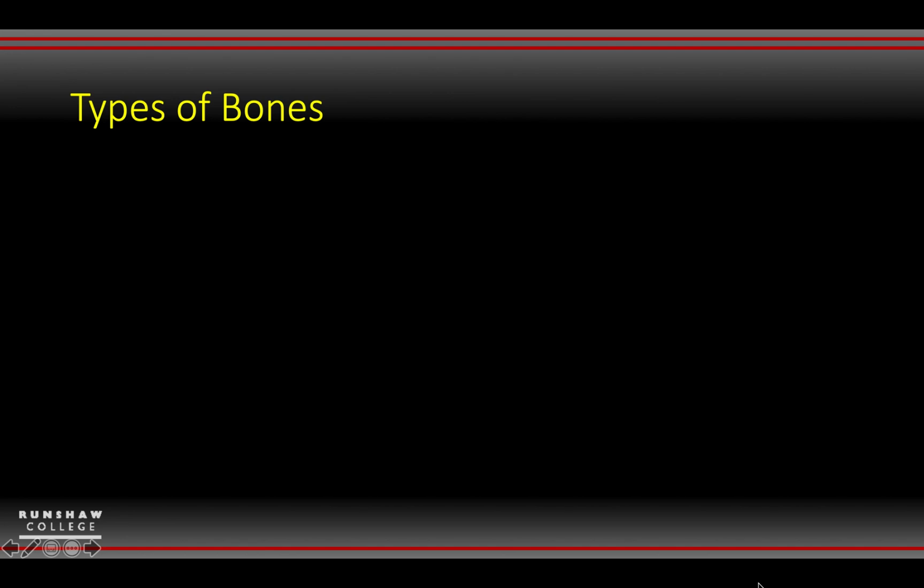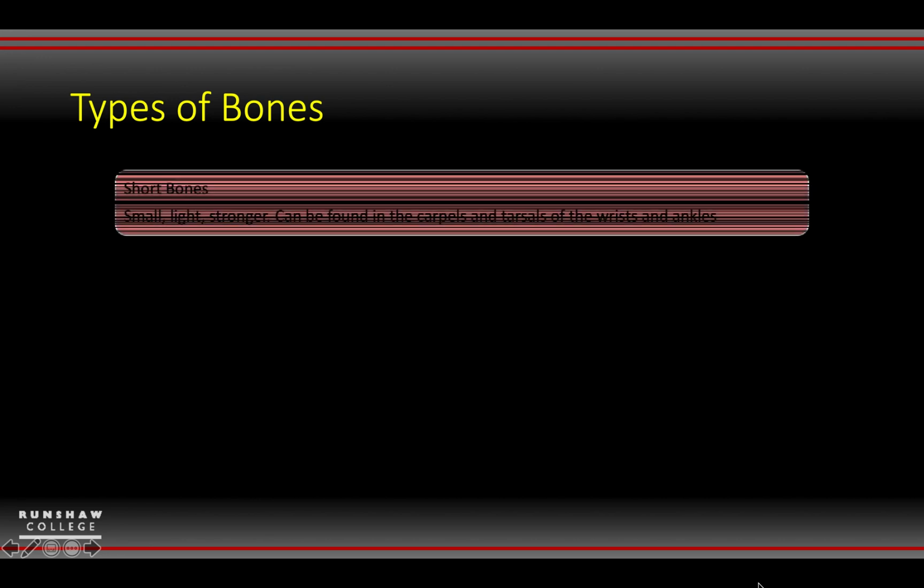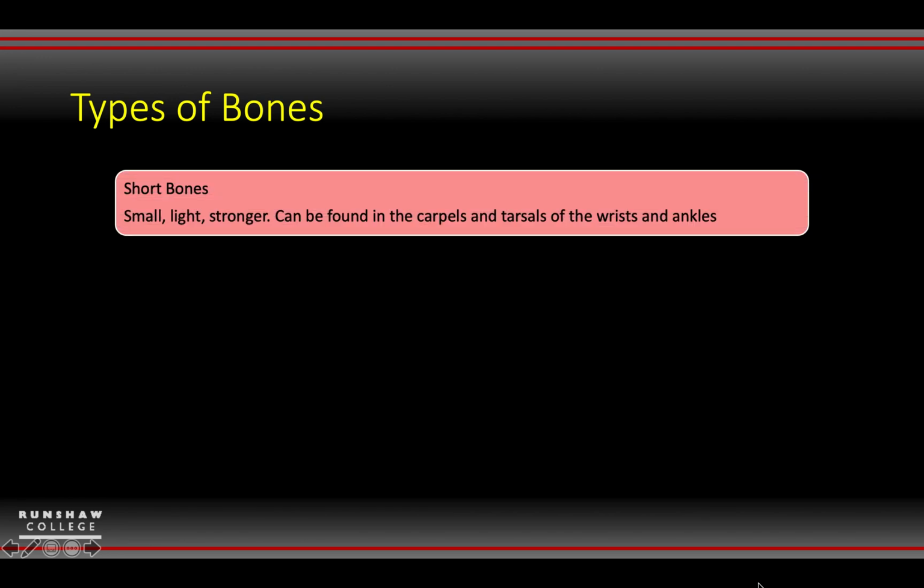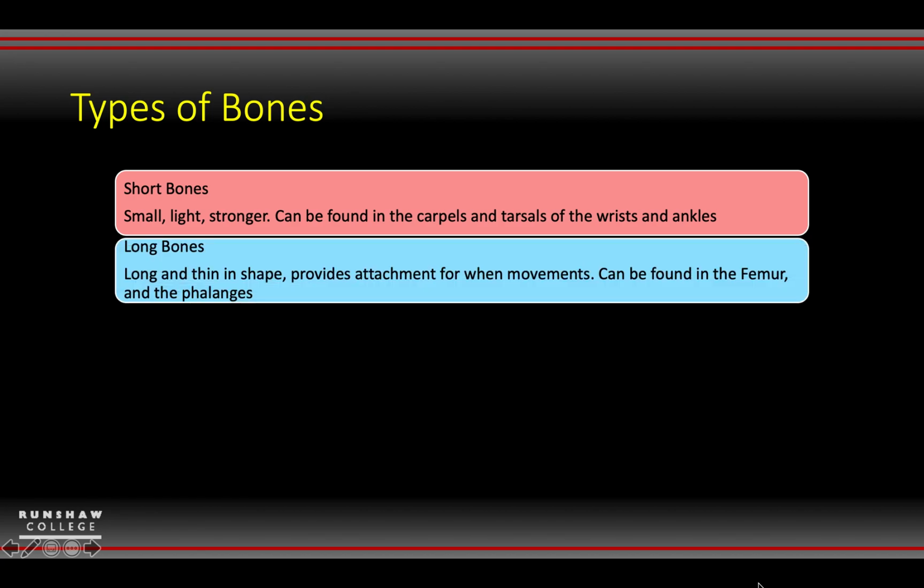Okay, types of bones. We've got 5 different types of bones in the body. The first ones of which are short bones. These are small, light, very strong, usually found in the wrists and tarsals. They can be more like cubes, but they're very shaped in a particular way to allow a certain type of movement.